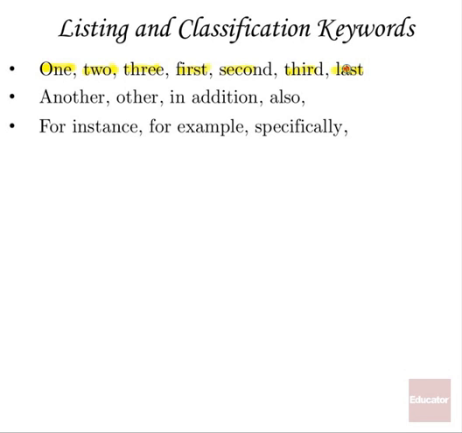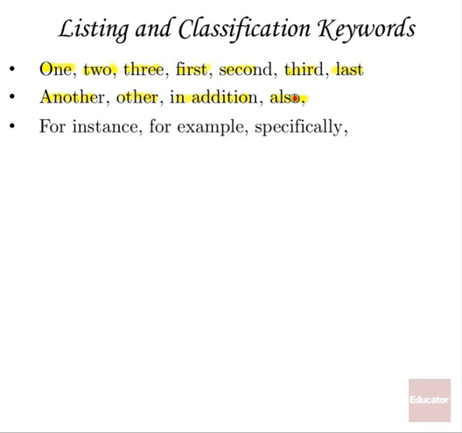If those words sound boring and they don't flow too well, you might use another, other, in addition, also. Those are other words that work really well with listings. So I can say, one example is this, another type in this category is this, and finally, the third type in the category is this.